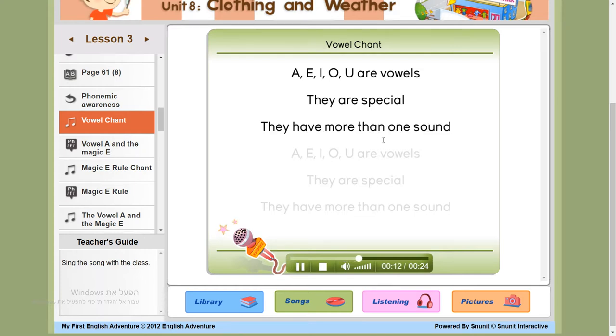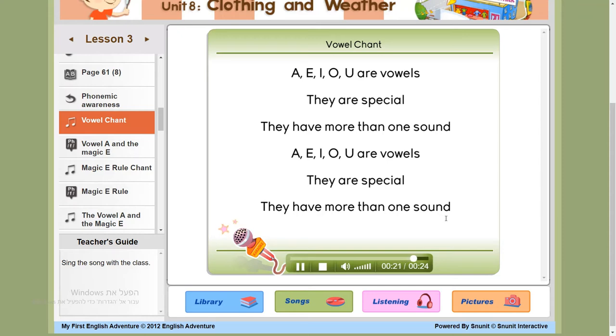They have more than one sound. A, E, I, O, U are vowels. They are special. They have more than one sound.